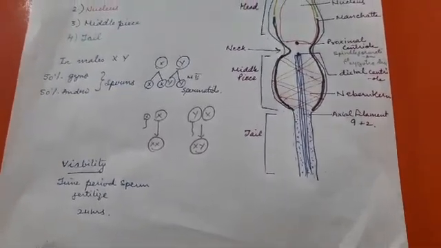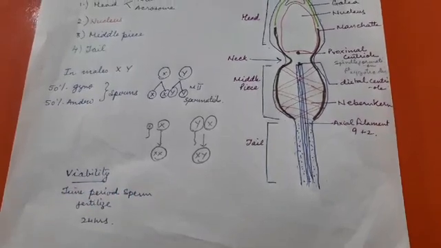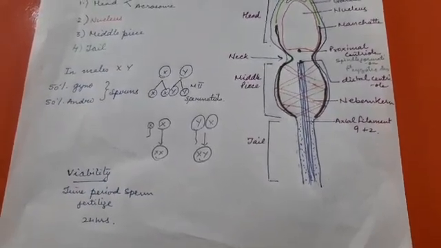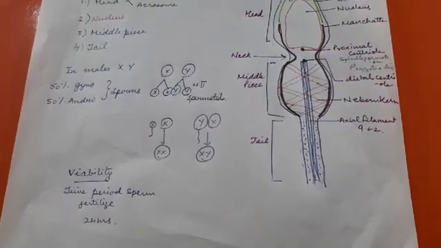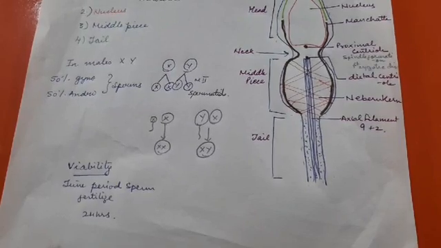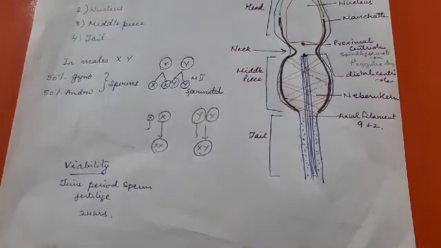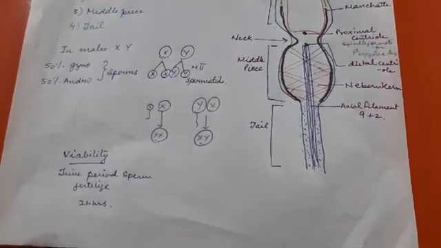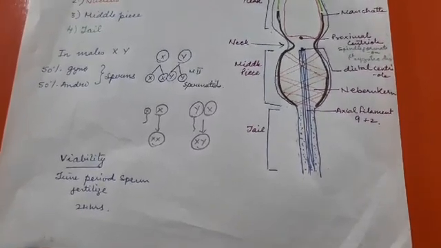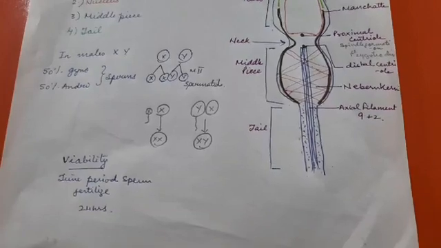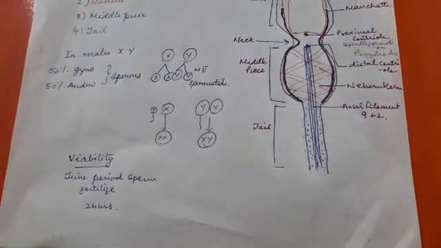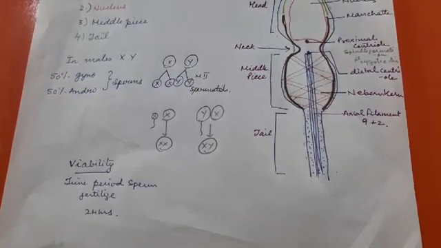Now the viability of sperm: viability means for how much time it will retain the power of fertilization. This time period during which the sperm can fertilize is the viability. In humans it is 24 hours. Sperms live much longer, but they retain the power only for 24 hours, and that is why it is known as the viability of the sperms.